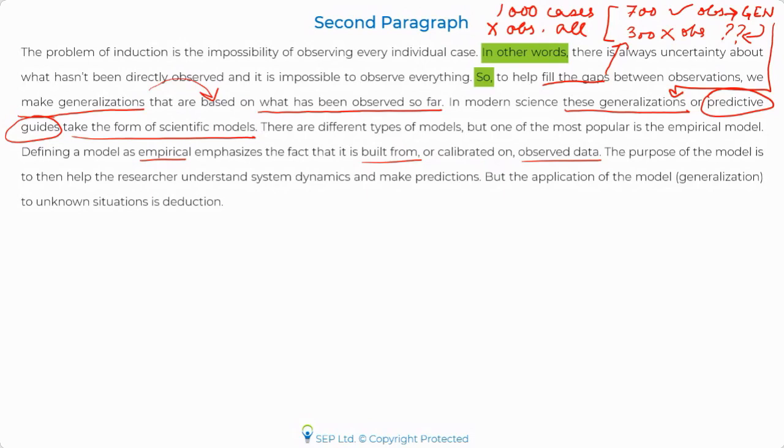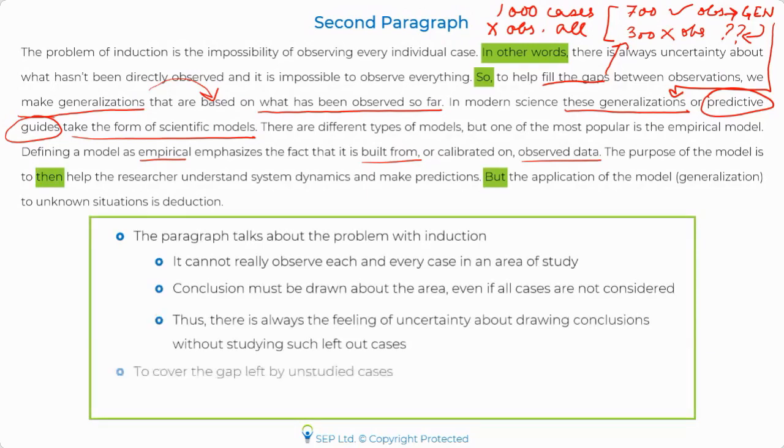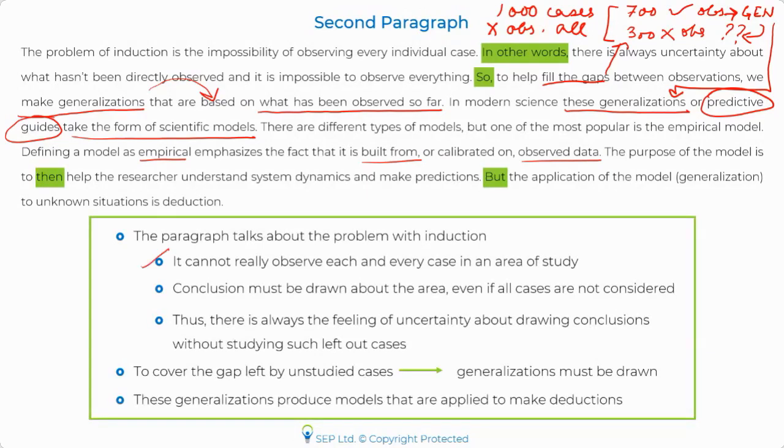All right, but the application of the model, that is the generalization, to unknown situations is deduction. So this model is the generalization, and generalization is applied to unknown situations, and that process is known as deduction. So ultimately what I have understood is, the paragraph talks about the problem with induction. Induction cannot really observe each and every case. However, I'm inferring that even if I can't observe each case, I have to draw a conclusion about the ones that I can understand. So how do I fill in the gaps?